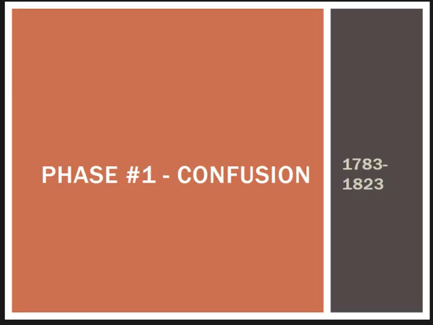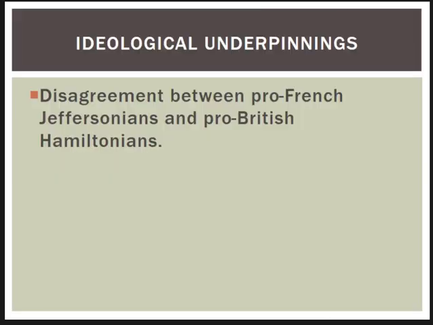Our first phase is confusion, and these are my terms for the most part. If there's a term that is a common term that historians might use, I'll point that out to you as we go through, but for the most part, the titles that I put on these are my titles that I am putting there so that you will have some idea of what's going on. And as you can see, it goes from 1783 to 1823.